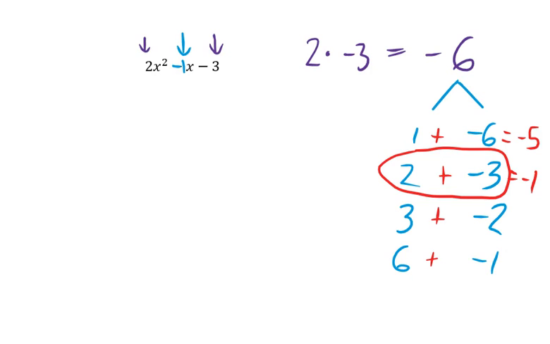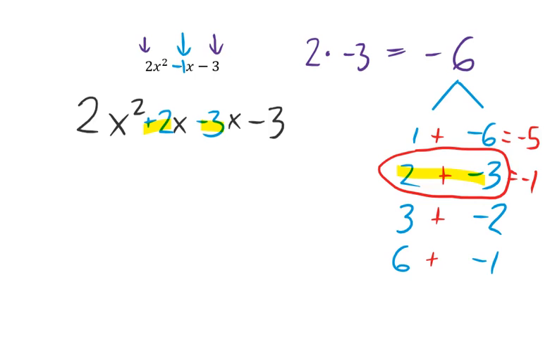I rewrite the problem. The problem is 2x squared minus 1x minus 3. But instead of minus 1x, I write plus 2x and minus 3x. Those numbers come from the numbers I found over here, 2 and minus 3.